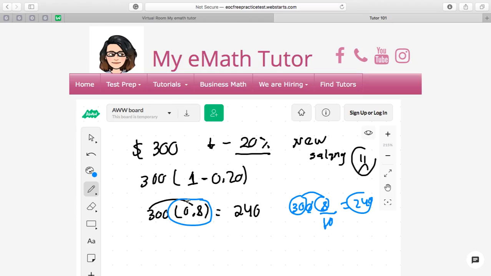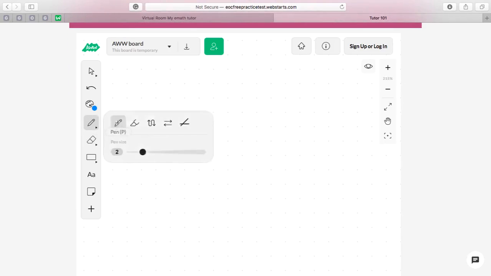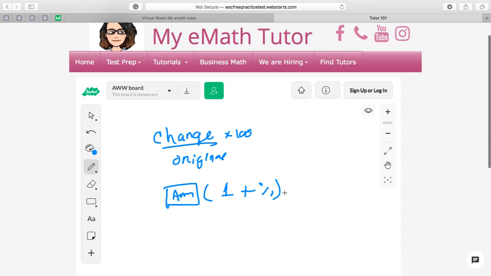So basically, all you need to remember is the percent change formula, which is change over original, and then, of course, you multiply by 100. If you're adding something, like my salary went up 20%, remember, you take the initial amount times 1 plus the percent. This is when you're increasing something. And if it's the other way, you're going down, it's 1 minus the percent.